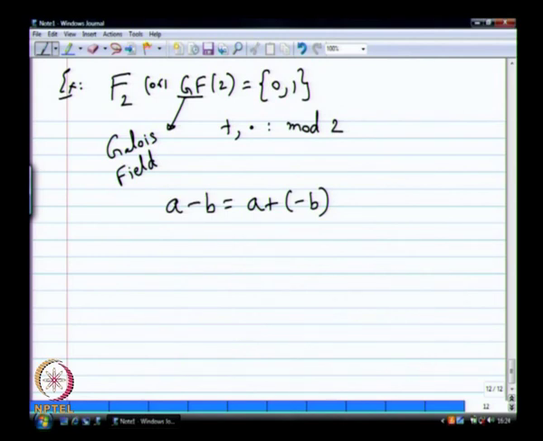So, what happens in this GF of 2? What is the subtraction? Minus B is same as plus B, right? So, that is the curious thing about this field. Addition and subtraction are the exact same operations. So, any minus you have can be made happily into a plus.